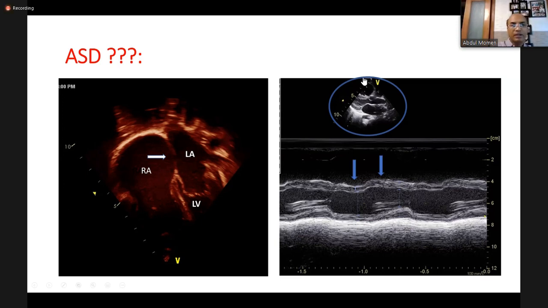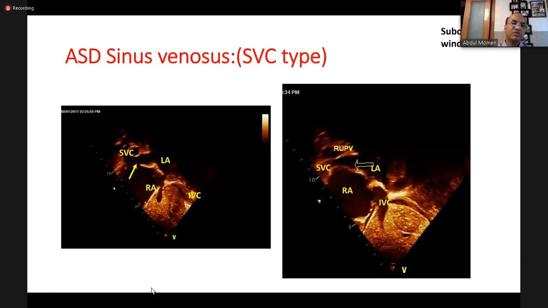So sinus venosus type in transthoracic echo we may miss by conventional views. So we have to search by subcostal bicaval view, or if we have suspicion that there may be an ASD we are not getting through the transthoracic echo, we should advise the transesophageal, or we will carefully search the subcostal view. So this is an example that in the subcostal view in transthoracic echo we are getting this ASD.